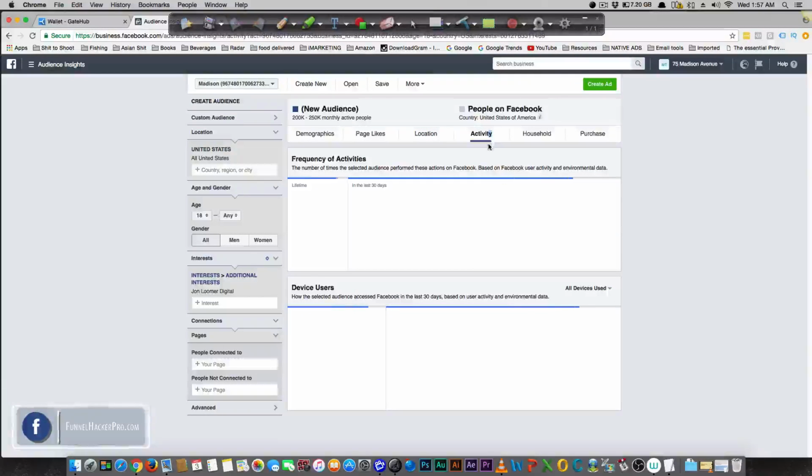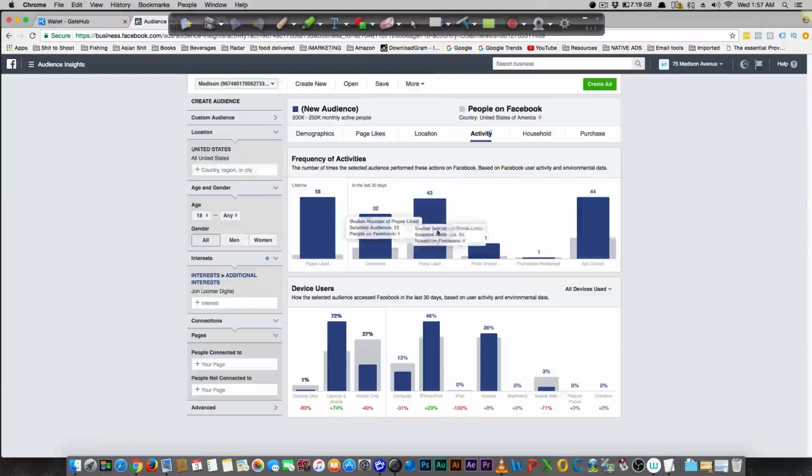Now you're looking at their activities. And what I want you to do is just look at everything that they do. They mostly have iPhones and iPods. A lot of them use desktop. So you know where to target them now, okay?